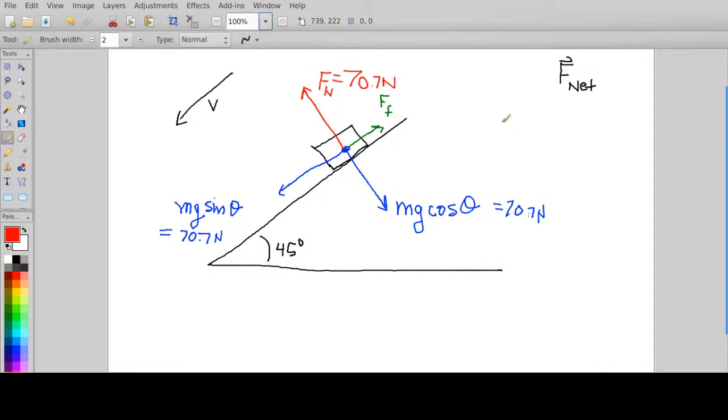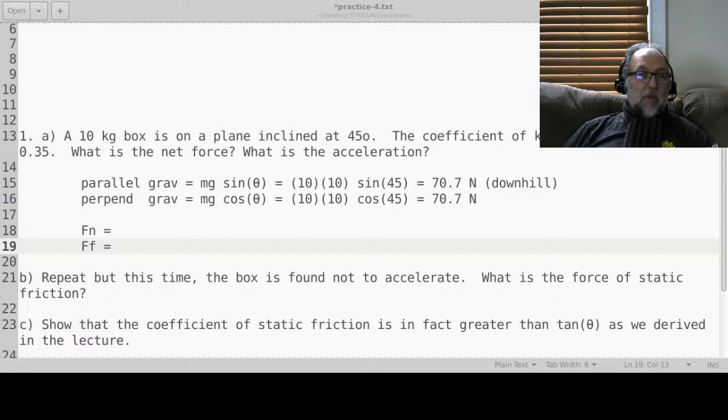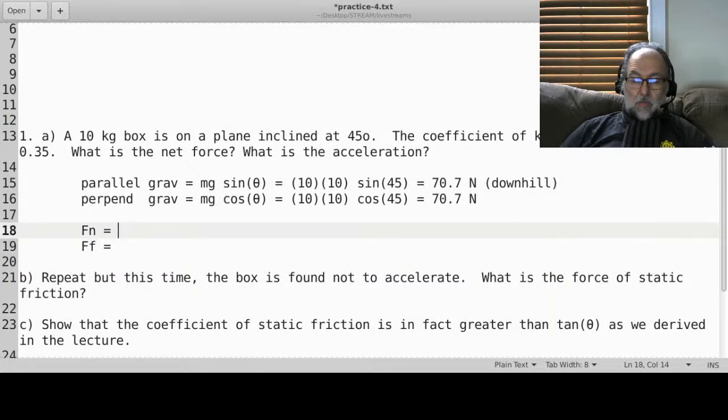It was just reasoning, using Newton's first law, which says that if there's no acceleration, there's no net force. Technically, that's no net force in the perpendicular direction, up and down out of the plane, not parallel, because those two are independent of one another, which is why we resolved everything into components. So Fn is equal to 70.7 newtons.